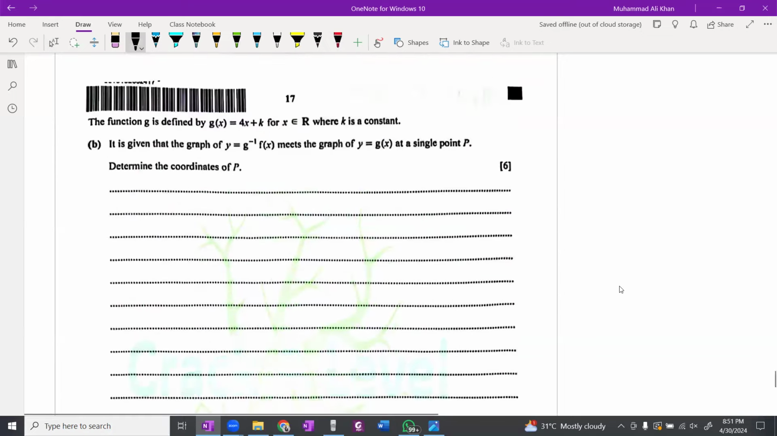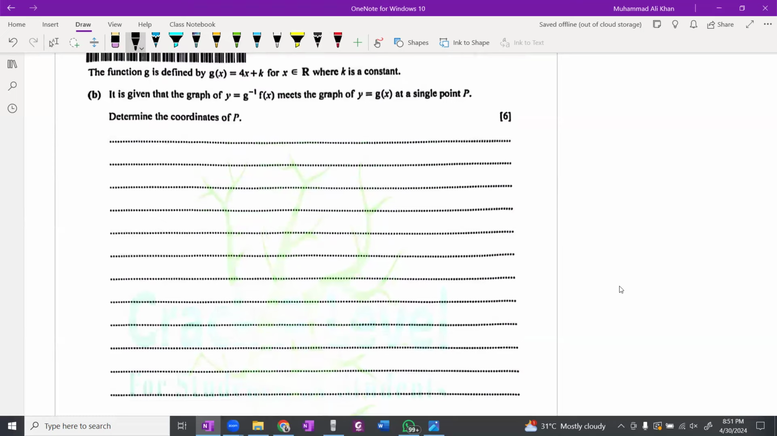And after that, the function g is defined by 4x plus k. And in part B, it is given that the graph of y equals g inverse of f(x) meets the graph of y equals g(x) at a single point. Determine the coordinates of P. Okay, the two curves are meeting at a single point. It means we have to use the discriminant to calculate the value of k.